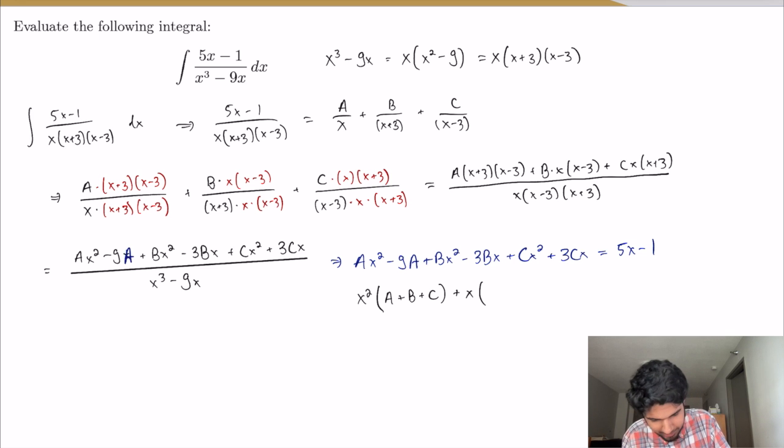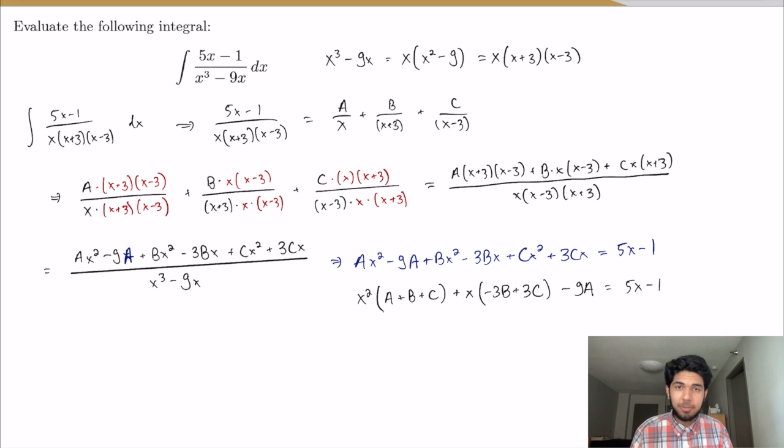This is a 9a here. There we go. So the terms that have the x are minus 3bx and this 3cx, so this would be minus 3b plus 3c. And then finally we have the constant terms, which is just that minus 9a. And that should equal 5x minus 1.